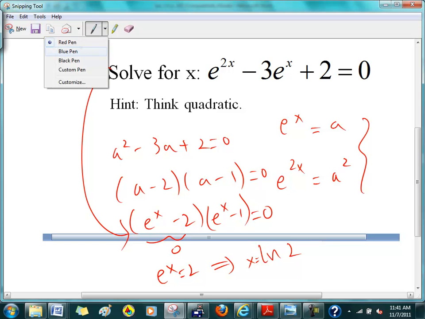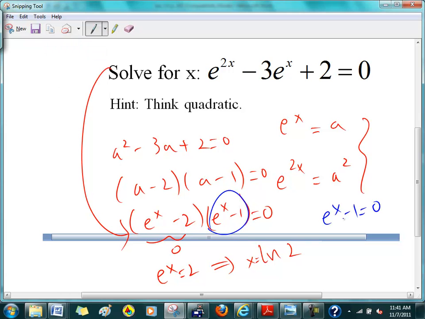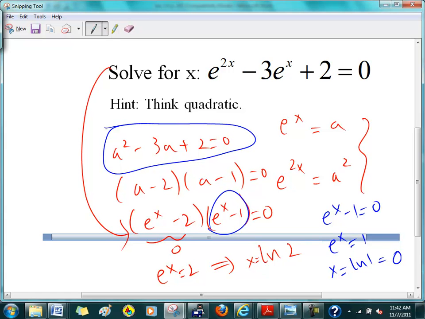And then if you set the other guy, e^x minus 1 equal to 0, e^x equals 1, x equals ln of 1, which is equal to 0. Right? Log of 1 to whatever base is always going to be 0. Guys got this? Okay, so it's a quadratic equation that's kind of disguised, okay? It's not quite looking like your normal quadratic that you've seen since 6th grade.